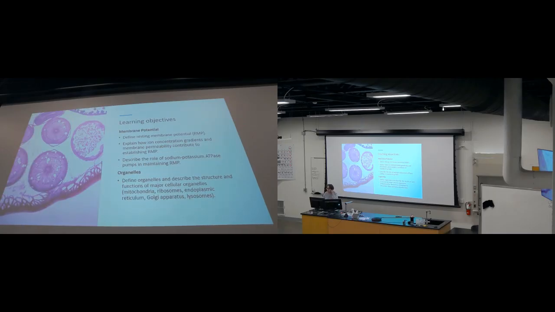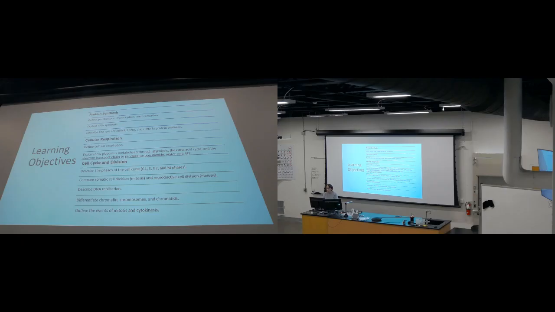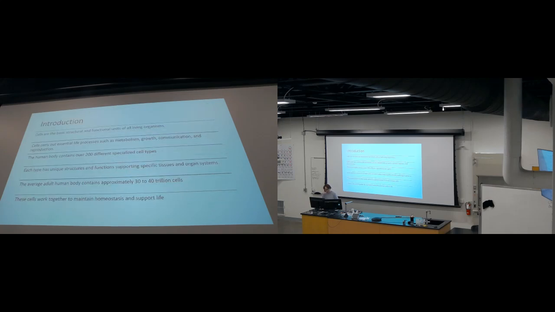As well, we're going to see what is resting membrane potential and how ion concentration gradients affect the resting membrane potential. And we're going to see a specific function of the organelles. We're going to see examples of sending signals within the cells and what they do, like what leads to the synthesis of proteins, what is cellular respiration, and we're going to see part of the cell cycles, and we're going to outline the events of mitosis and cytokinesis.